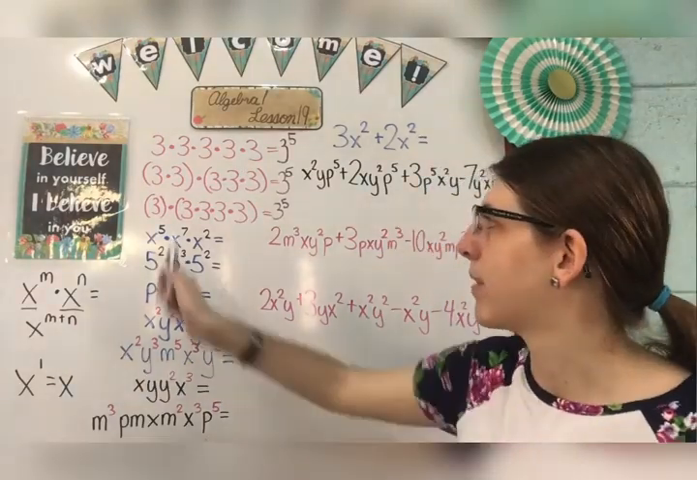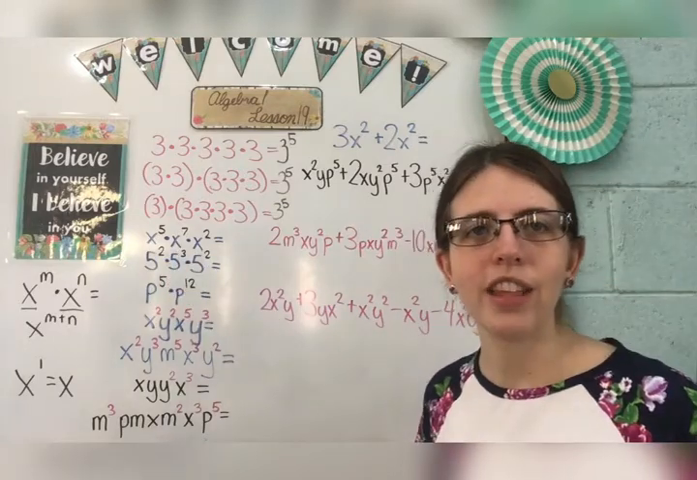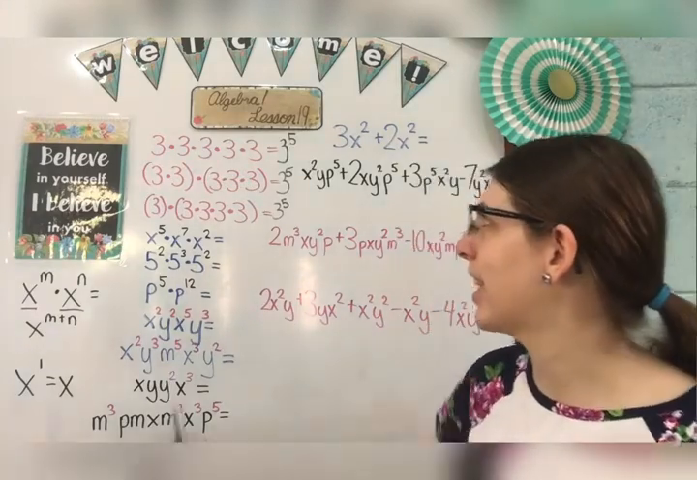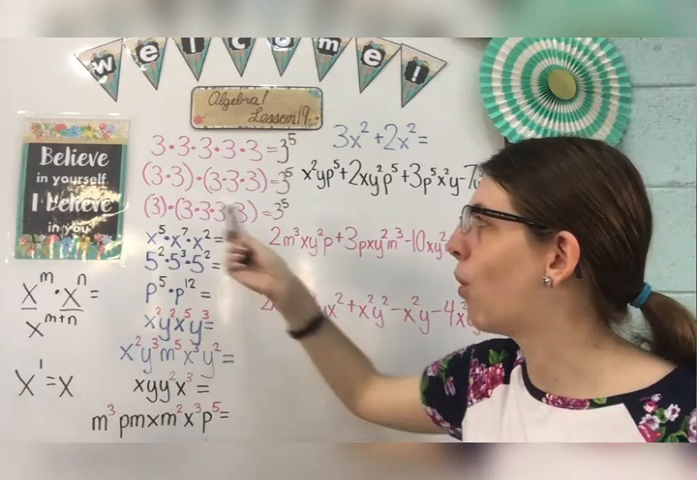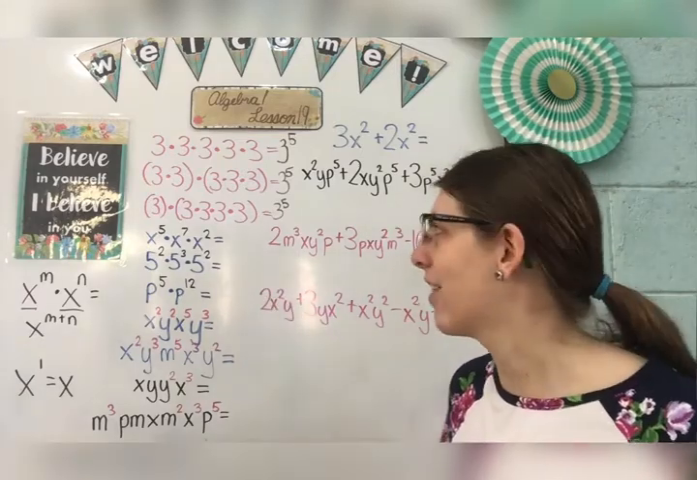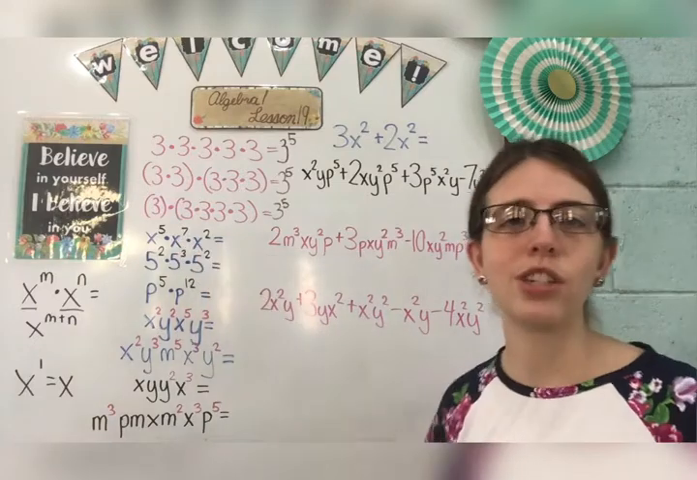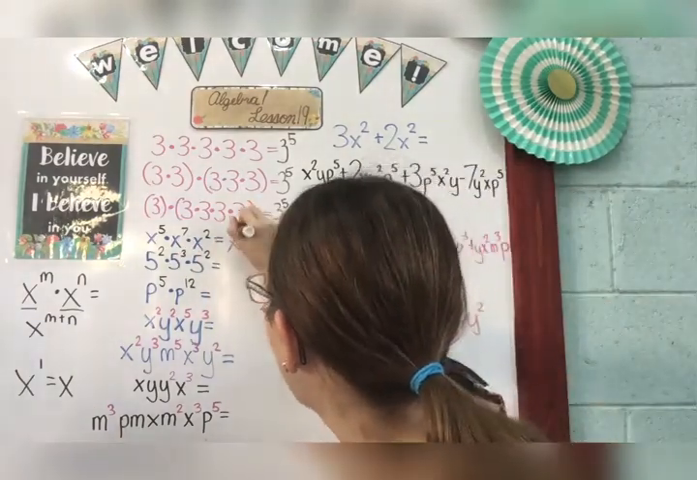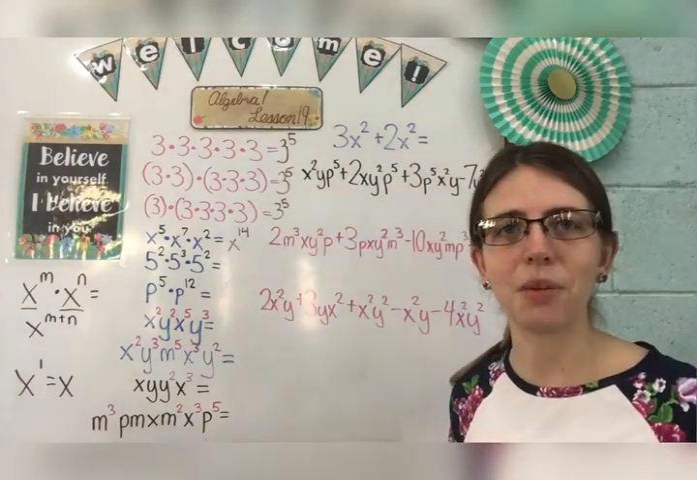For example, here I have x^5 times x^7 times x^2. So that means I have a total of how many x's? Because just like this is the total number of 3's that I have, I'm looking for the total number of x's that I'm multiplying together. So I have 5 plus 7 is 12 plus 2 is 14. So I have 14 x's, so I can just write that as x to the 14th power. And that's all I need to do.